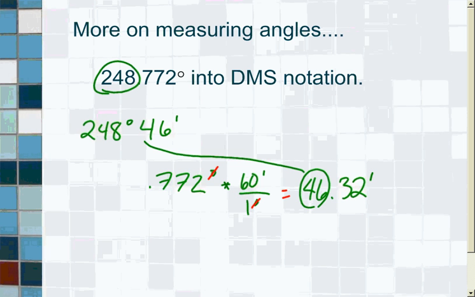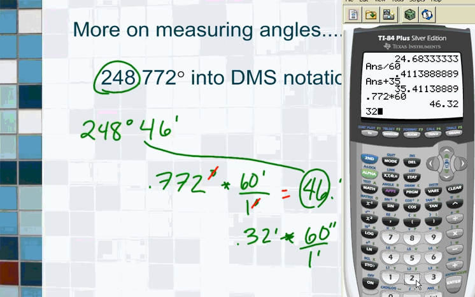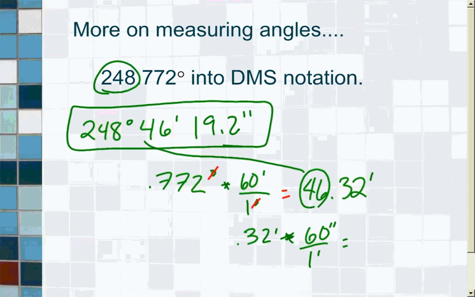And the 32, so 0.32 minutes, we need to convert into seconds. So once again, unit conversion: 60 seconds over 1 minute, and I get, dun dun dun, oops, clear, 0.32 times 60, 19.2. That's going to be the last part, 19.2 seconds. So, there you go. Isn't that nice? I thought you'd like that.